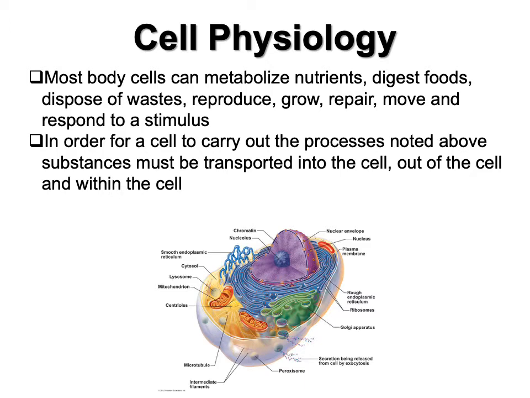Cell physiology. Most body cells can metabolize nutrients, digest foods, dispose of waste, repair, grow, reproduce, move, and respond to a stimulus. In order for a cell to carry out the processes noted above, substances must be transported into and out of the cell and within the cell.